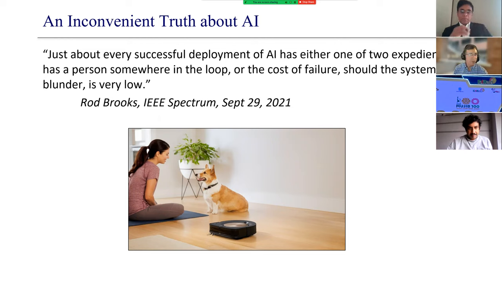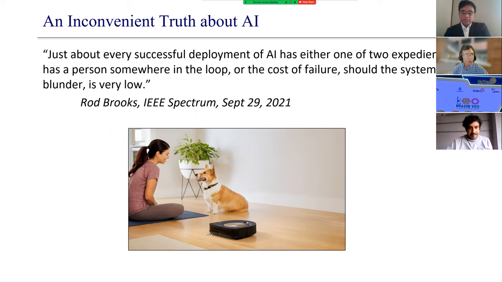He started many successful robotics companies, and he published this quote earlier this year that said, just about every successful deployment of AI has one of two expedients. It has a person somewhere in the loop, or the cost of failure should the system blunder is very low. So in other words, he's saying, if the cost of failure of a system is high, if there are potentially very negative consequences of failure, humans need to be in the loop.